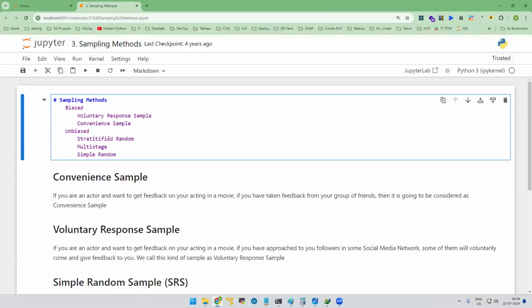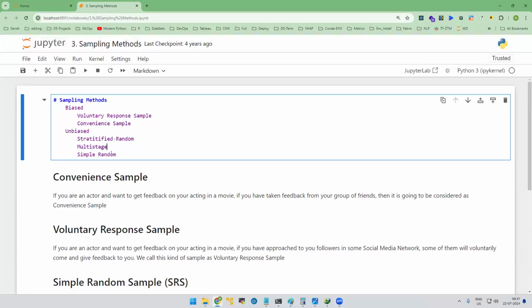So you got a few people and you divide them into two categories, female and male, or based on age, old or young, or middle age, three categories. When you categorize people and take the feedback, that is stratified random sampling. Okay, is this clear? Next one is multi-stage.